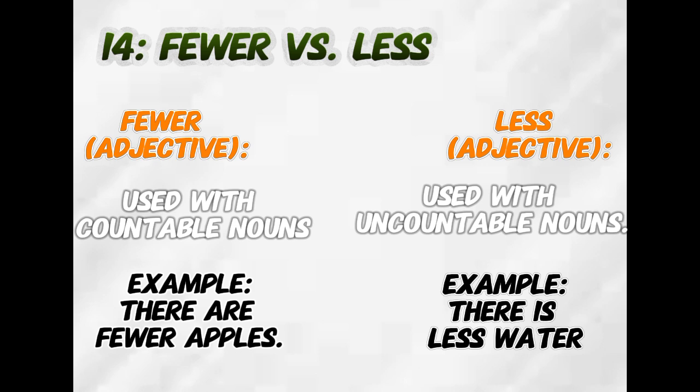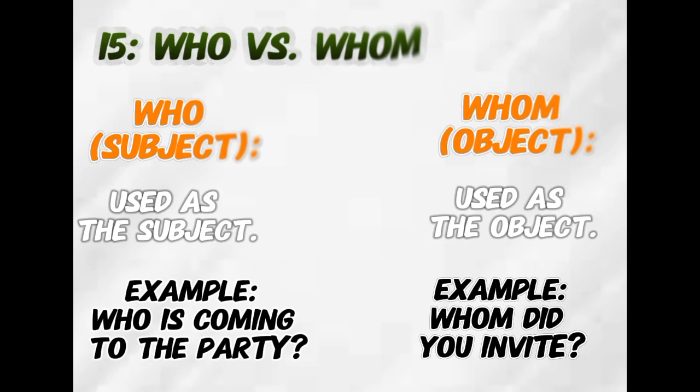Next up, fewer and less. Fewer is used with countable nouns, like there are fewer apples. Less is used with uncountable nouns, like there is less water. So, use fewer for things you can count and less for things you can't count. Got it? Great. Now, let's clarify who and whom.